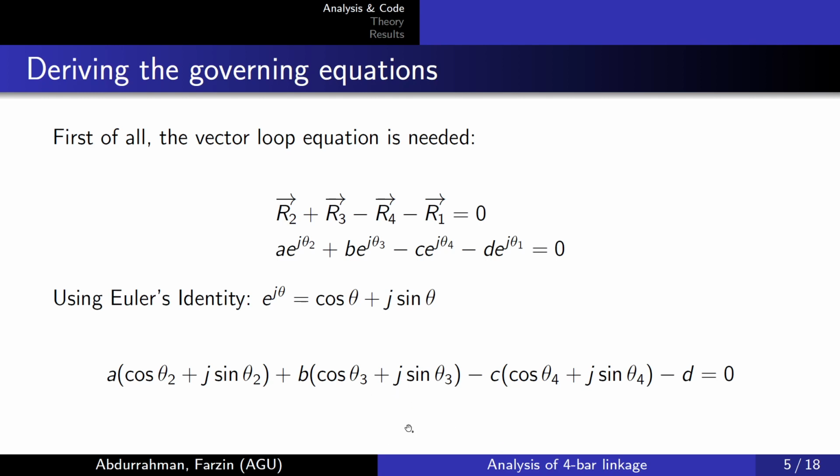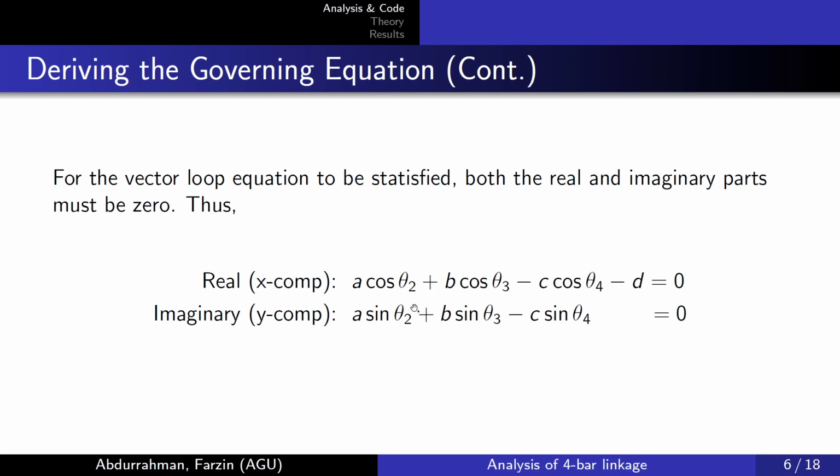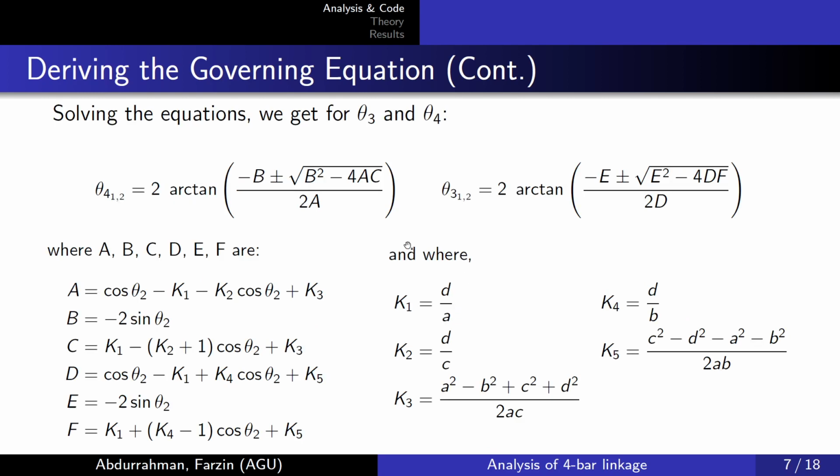At the beginning, it might seem that this is one equation, but since this is a complex equation that has both real and imaginary parts, the only way for it to be equal to 0 is for both the real and imaginary parts to be equal to 0. And thus, by separating those parts, we'll have two equations. One is for the real part, which in this case will be the x component, and the other will be the imaginary part, which will signify the y component. Thus, we have two equations and two unknowns. Solving this after a lot of algebra will give us the following solution.